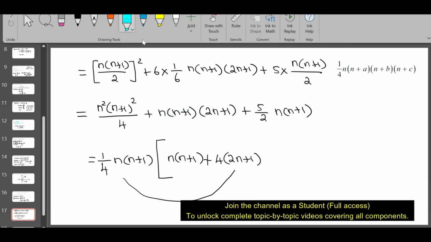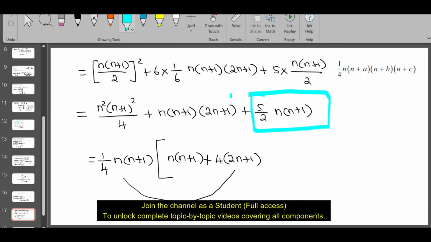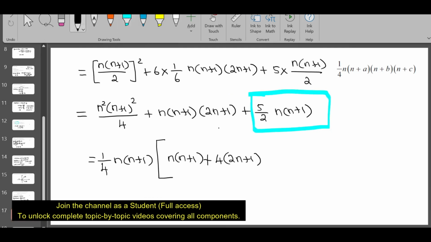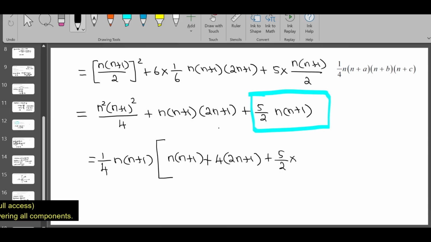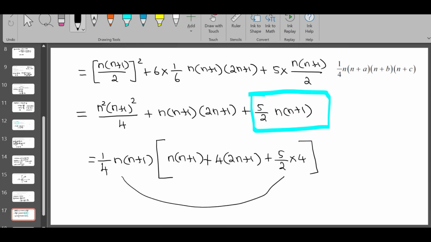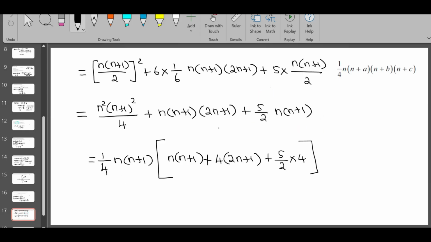Okay. And in the third term, if you take 1 over 4 as a common factor, you will get 5 over 2 times 4, n and (n plus 1) will be gone. So if you multiply these two, the 4 and 4 will be gone, you will get 5 over 2 n times (n plus 1), you will get this term. Now that's all, you just need to carefully simplify this.